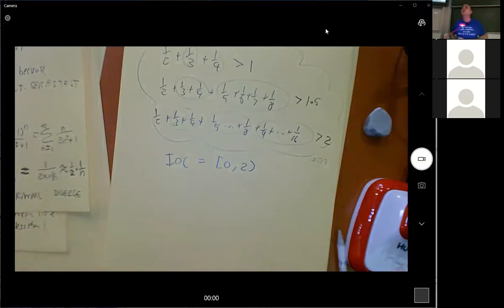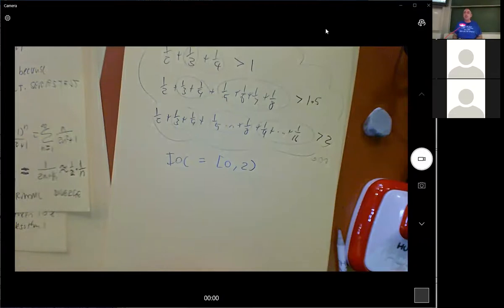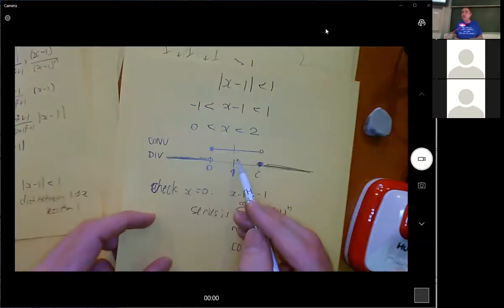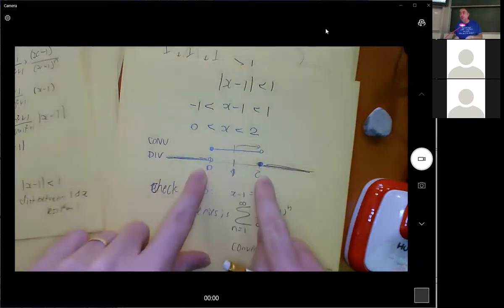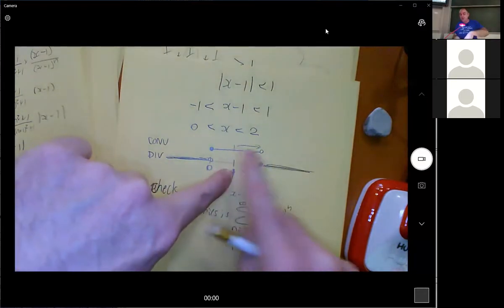What's that? Well, the center is 1. The radius is the distance from the center to the edge. Well, it goes from 0 to 2. The center is 1. The distance from 1 to 2 is 1.